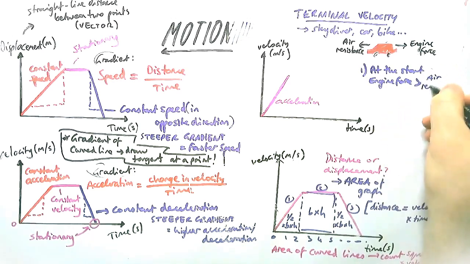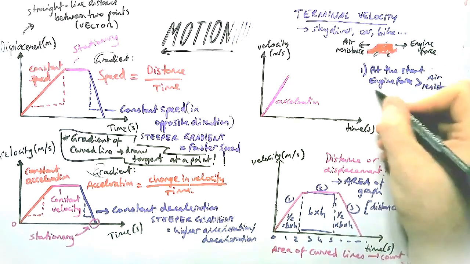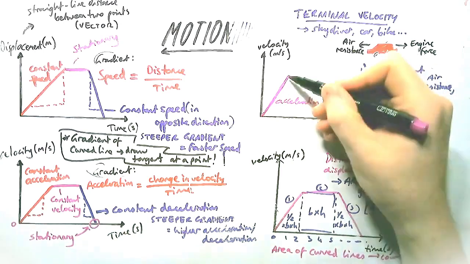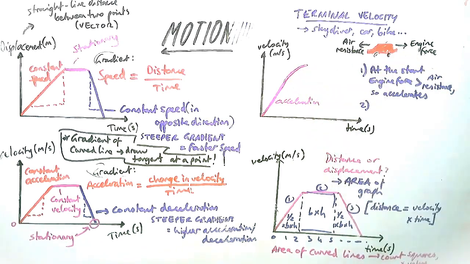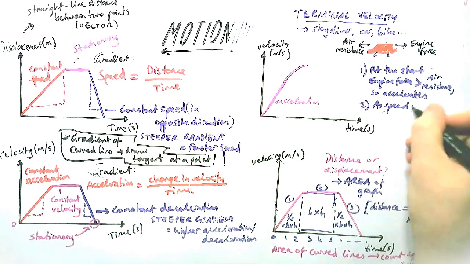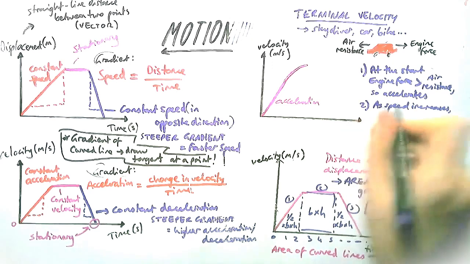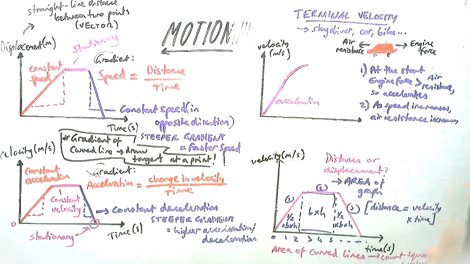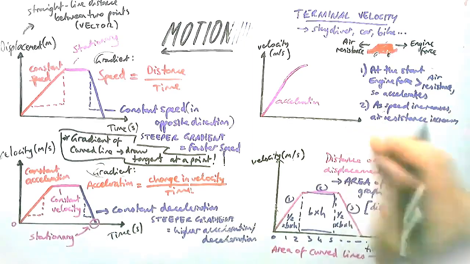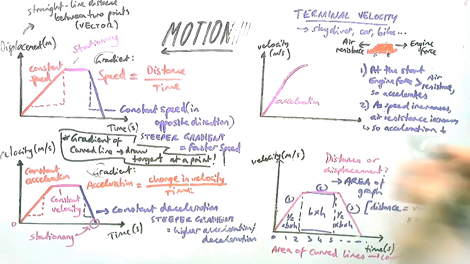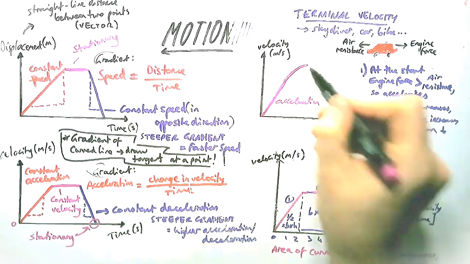Now, as the car or the swimmer or the skydiver speeds up, the air resistance increases. The faster you're going, the more the air resistance. If you cycle faster, there's more air resistance. So what we'd say then is that as your speed increases, the air resistance also increases, and that's what causes the acceleration to decrease. So you see the line starts curving off there. It's less of an acceleration because it's a shallower gradient.